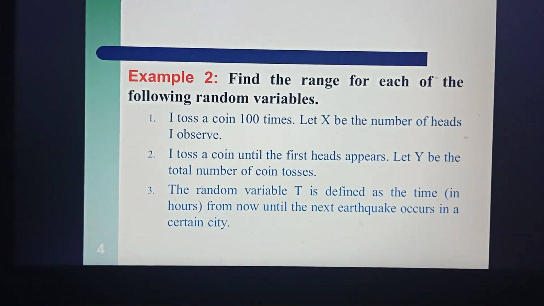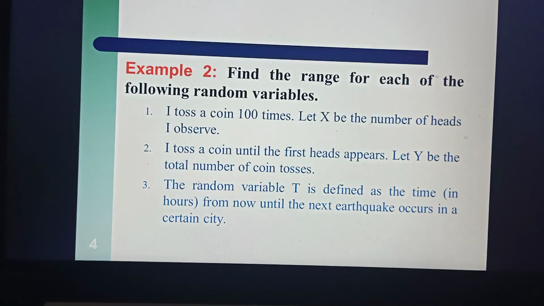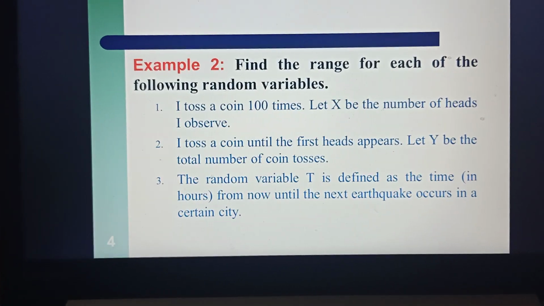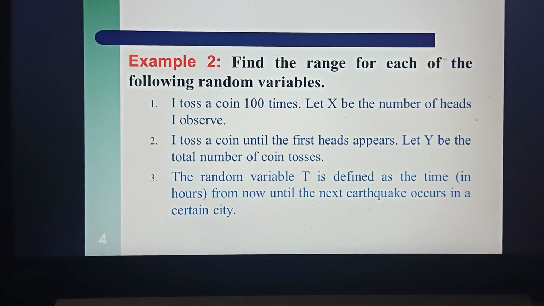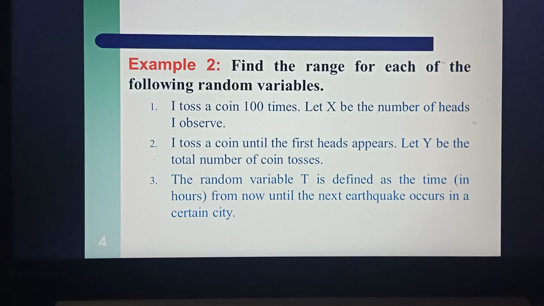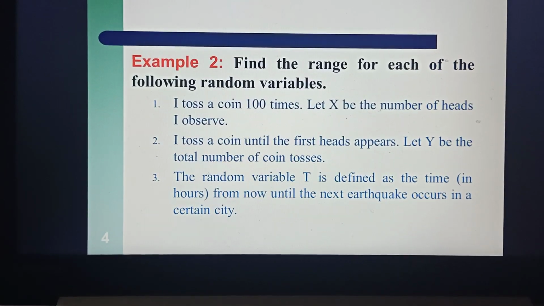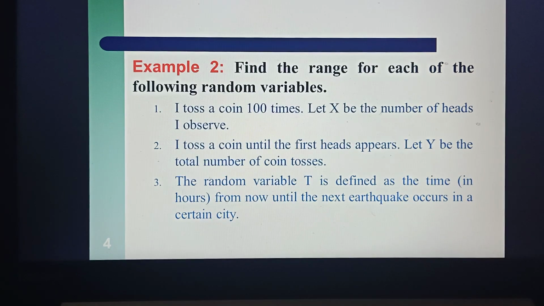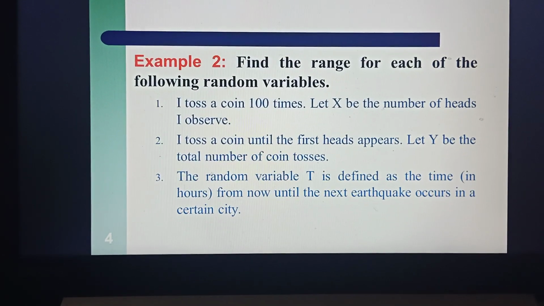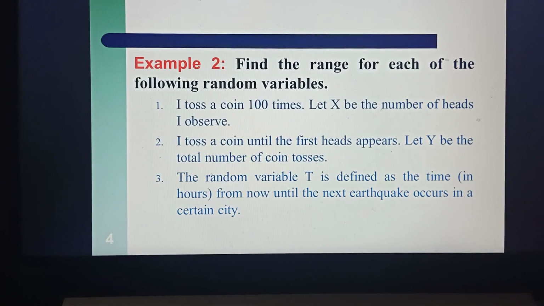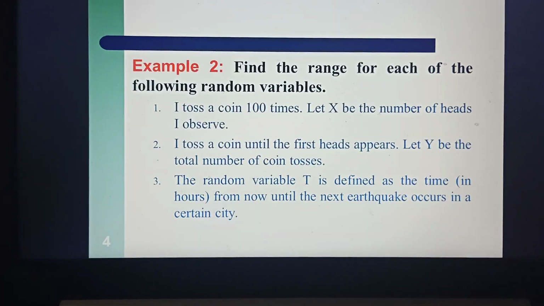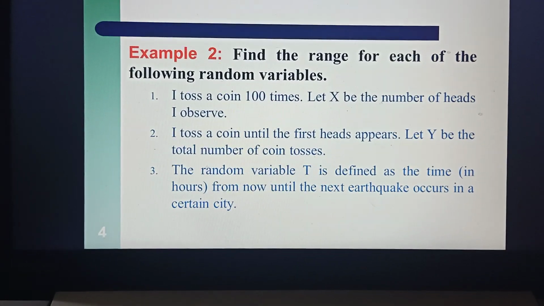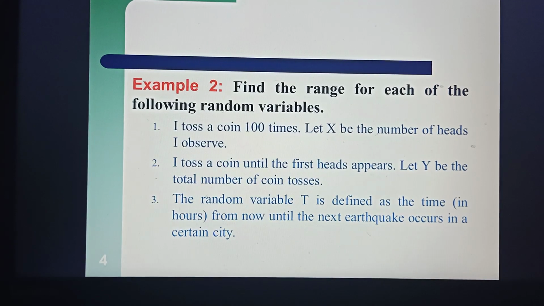Okay, now let us look into the next example. Find the range for each of the following random variables. So I toss a coin 100 times. Let x be the number of heads I observe. This is one of the conditions for which the question is asking you to find the range for each of the following random variables.